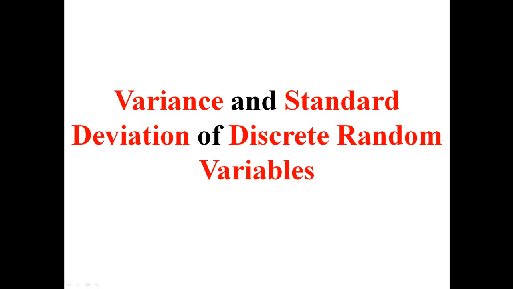In the previous lecture, I talked about calculating the mean for discrete random variables. Now we're going to talk about calculating the variance and the standard deviation of a discrete random variable. Also, remember that standard deviation is just the square root of the variance. So I'm going to explain how to find the variance, and that will lead us to finding the standard deviation.